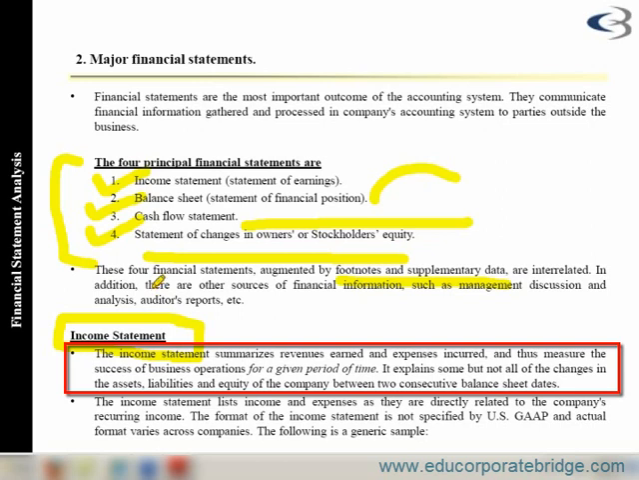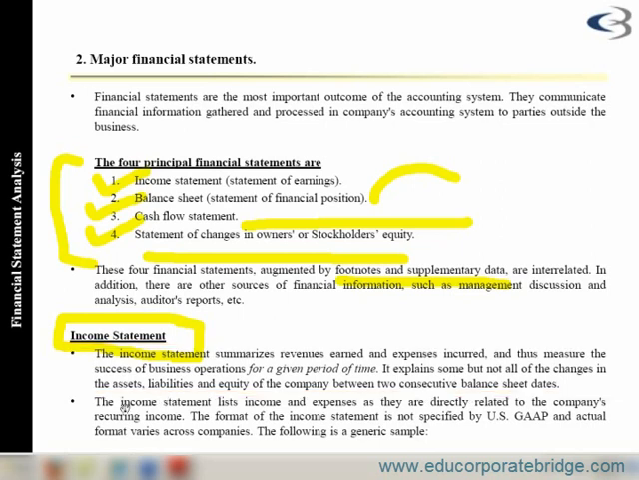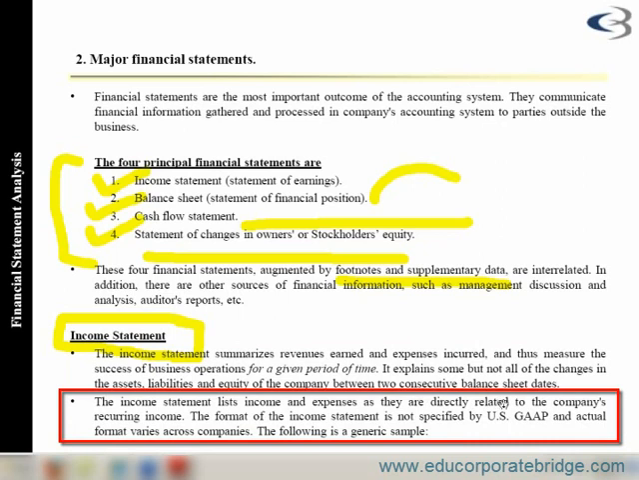So how do you calculate the money which you have earned? The money which you've earned is the goods which you've sold in the market minus the cost price of those goods minus some administrative expenses. So your net profit is effectively the goods which you're selling in the market, less the cost of those goods, less any expenses related to running your office. It explains some but not all of the changes in assets, liabilities and equity of companies between two consecutive balance sheet dates. The income statement covers income and expenses as they are directly related to the company's recurring income.